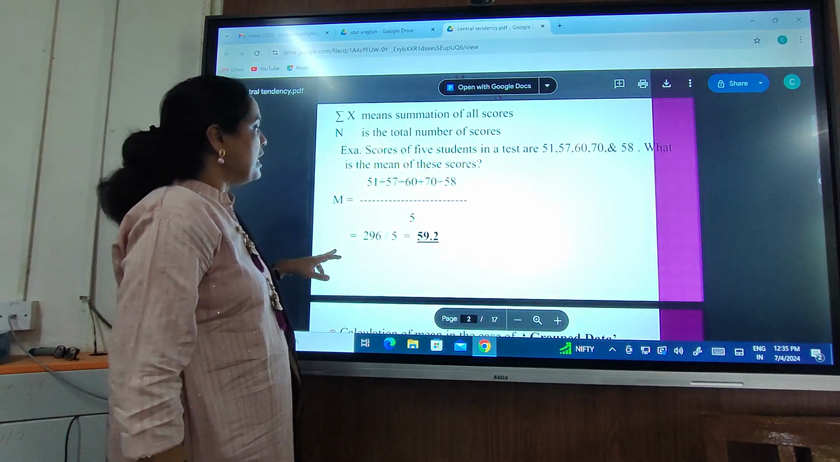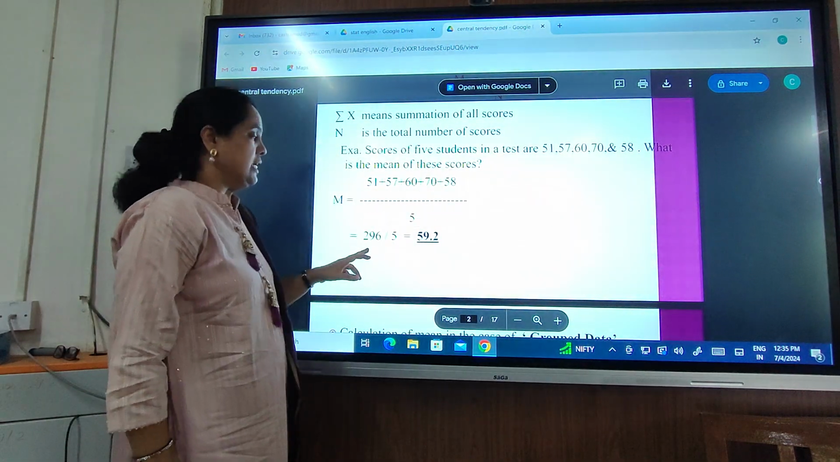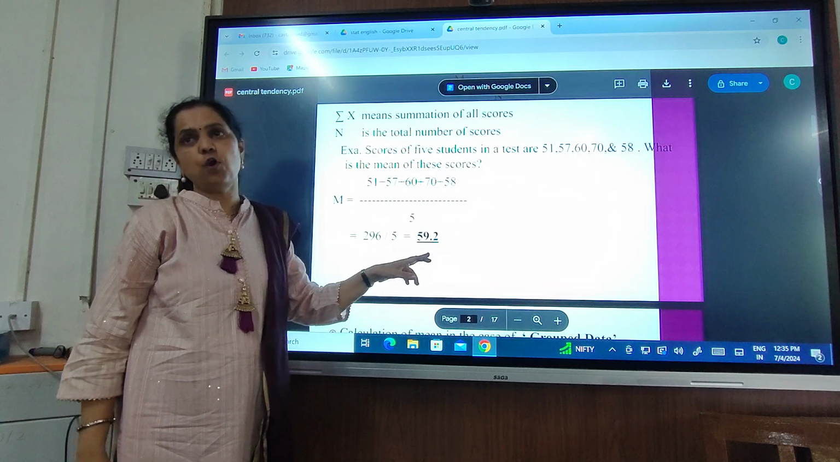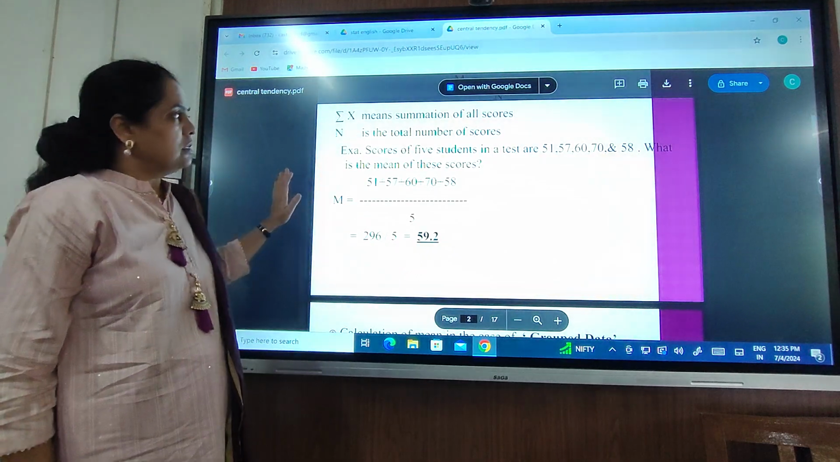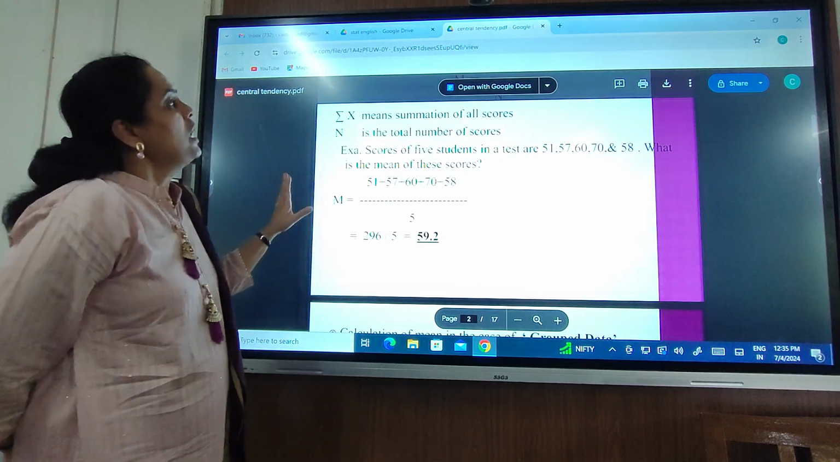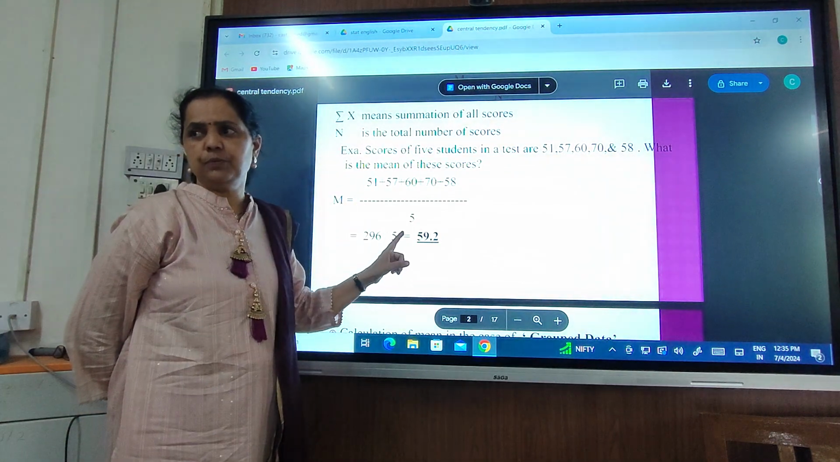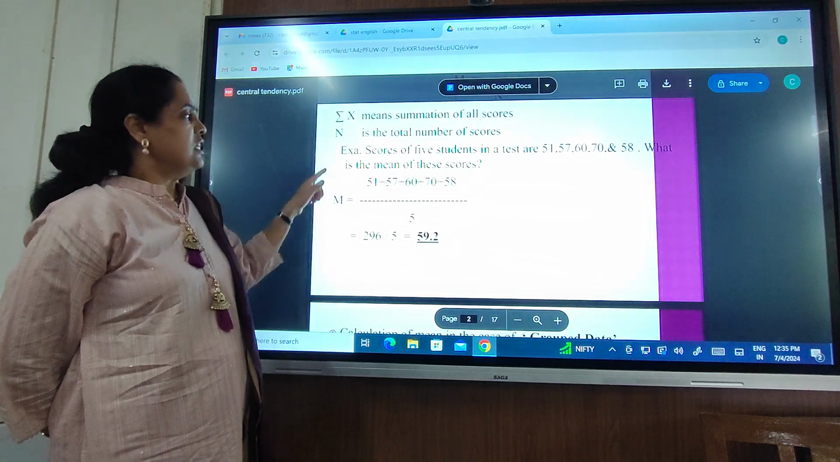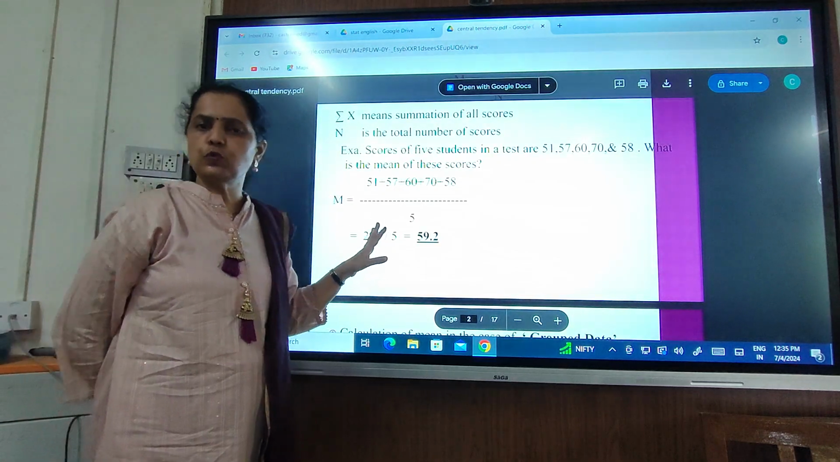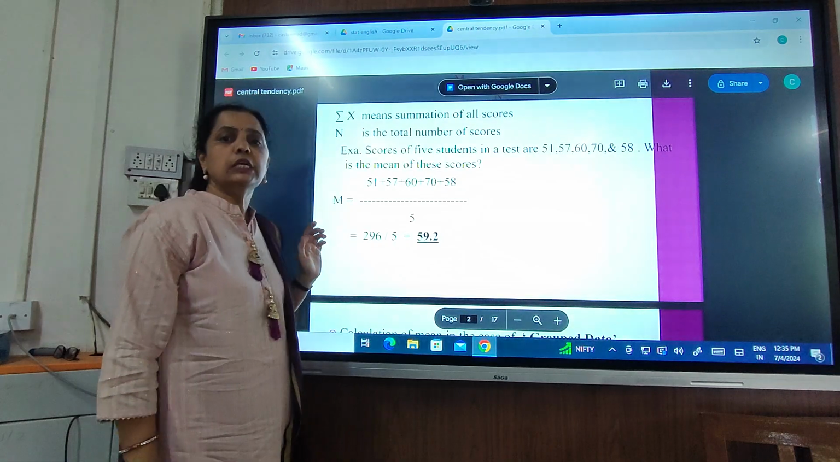And the mean for these ungrouped scores is 59.2. When the data is ungrouped, at that time the mean is the average. So this formula we have to use to calculate the mean for ungrouped data.